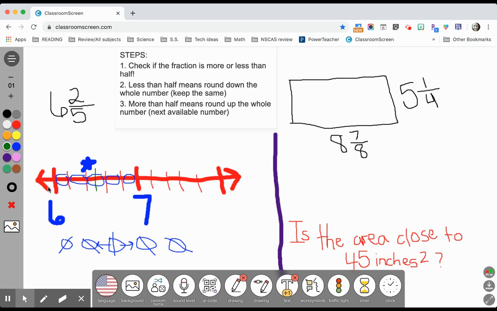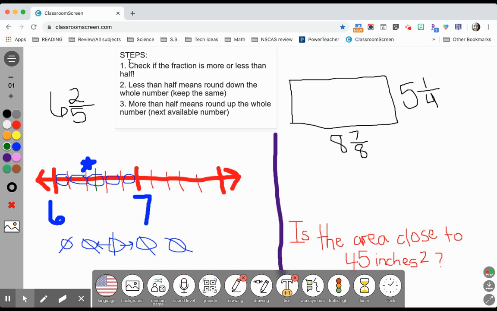Everything else below it rounds down. So 6 2/5 is going to round down. So when I round down, remember that's like keeping the whole number the same here. So if I have a whole number of 6, it's going to stay at 6. I'm just going to take away the fraction.